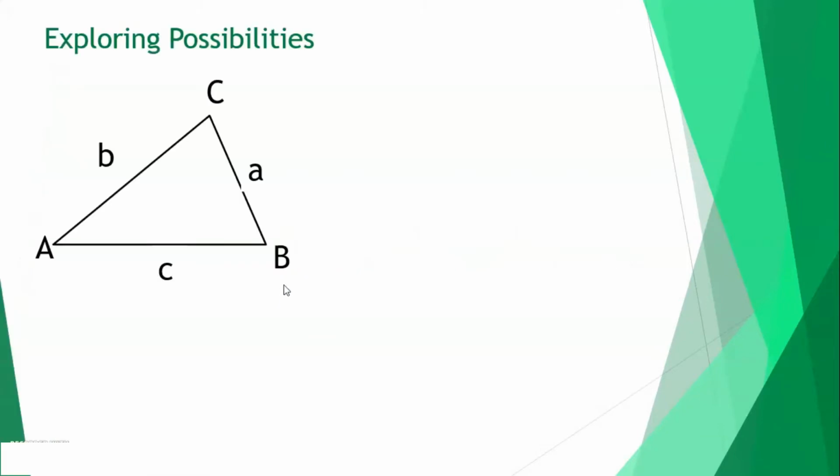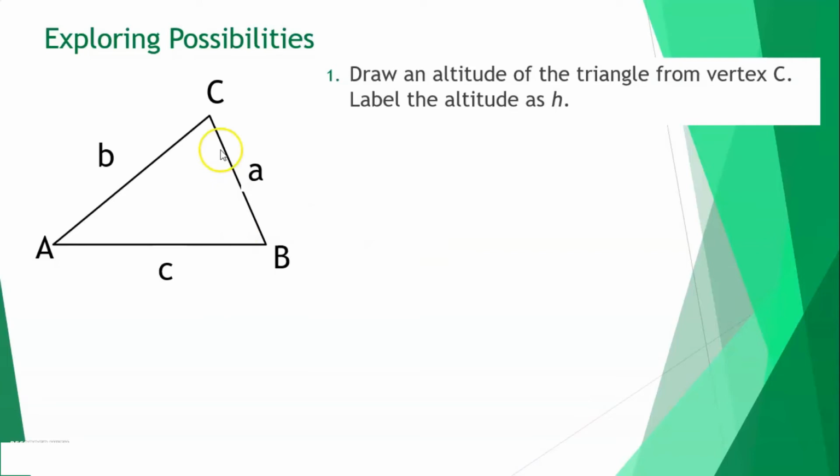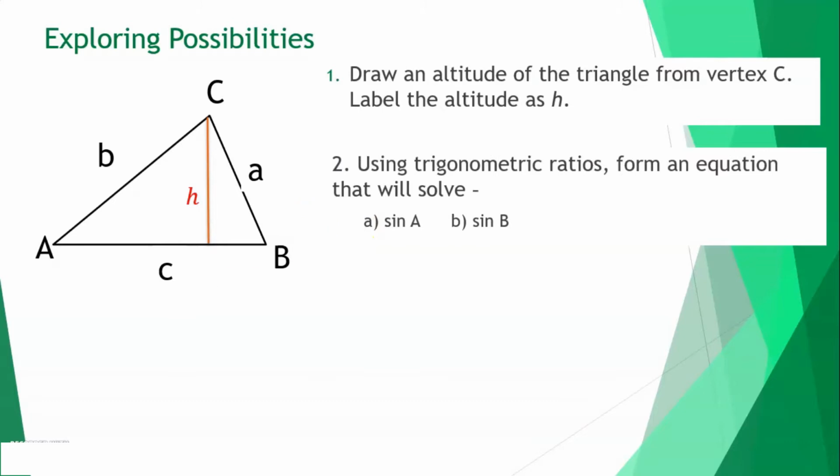Now, let's derive the formula for the law of sines. Given this triangle ABC with sides small a, small b, and small c. First, draw an altitude of the triangle from vertex C and label this as H. Next, using trigonometric ratios, form an equation that will solve for sine A or sine B. So let's start with sine B.